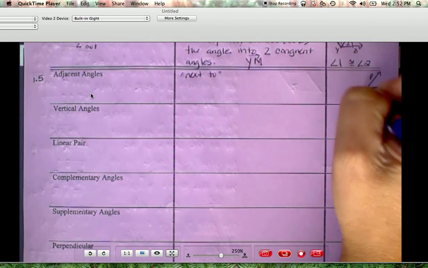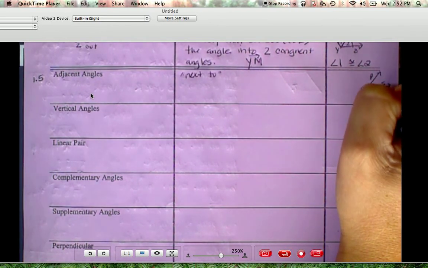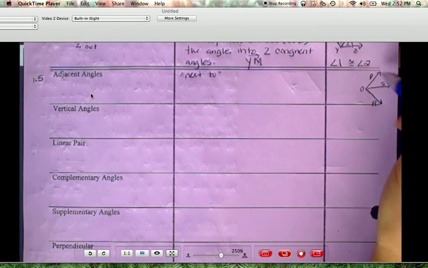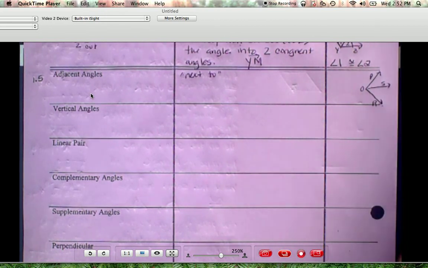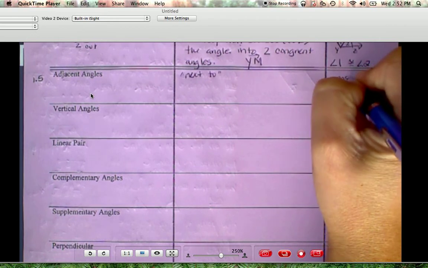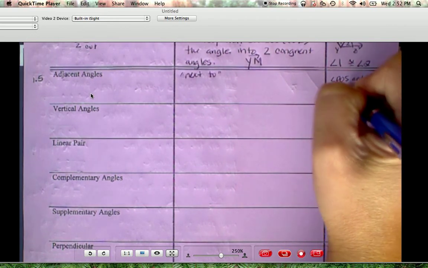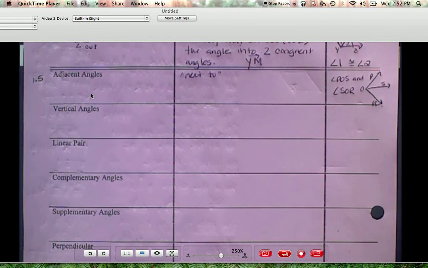So POS and SOR, these two angles are next to each other, this angle and this angle. We're not talking about one that's inside of the other, but sitting next to each other. That's what adjacent means. That's it. However, sometimes you have to know the formal definition. The formal definition is a little harder to understand, but what you need to know is adjacent simply means next to.